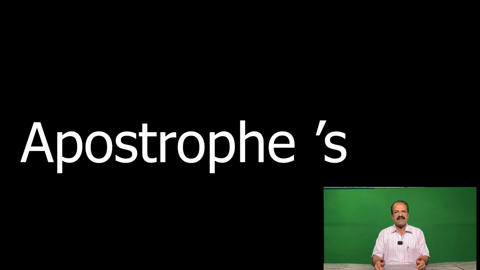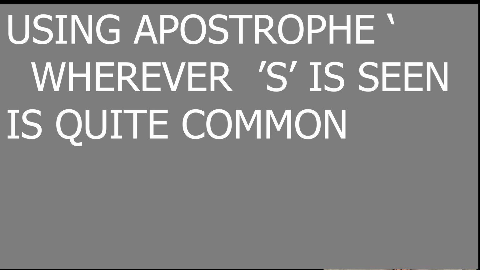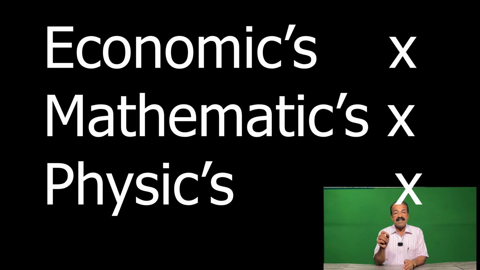Dear students, today let us look at the usage of apostrophe S. Many of my students have the habit of putting an apostrophe wherever they see the letter S. For example, the word economics ends with the letter S. Seeing this S, many students put an apostrophe before that. Is it the right thing to be done? No, this is wrong, because if you put an apostrophe in a wrong place, the meaning will get distorted.